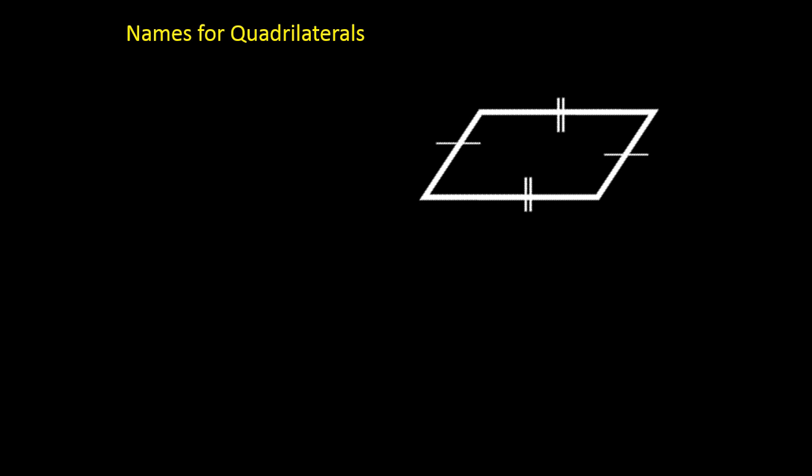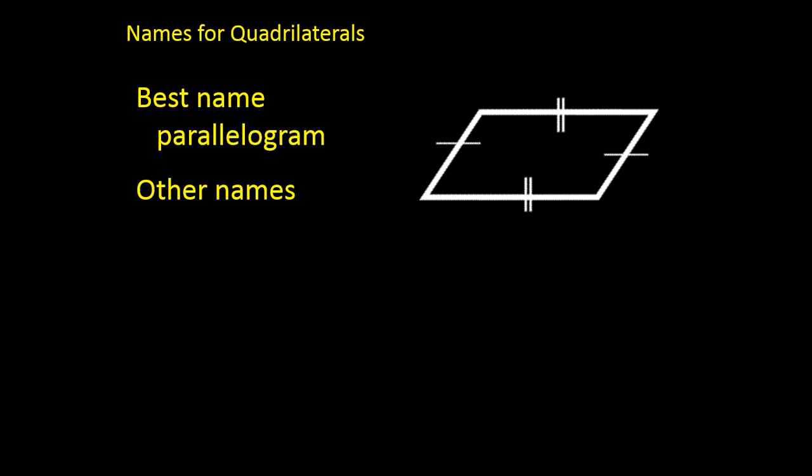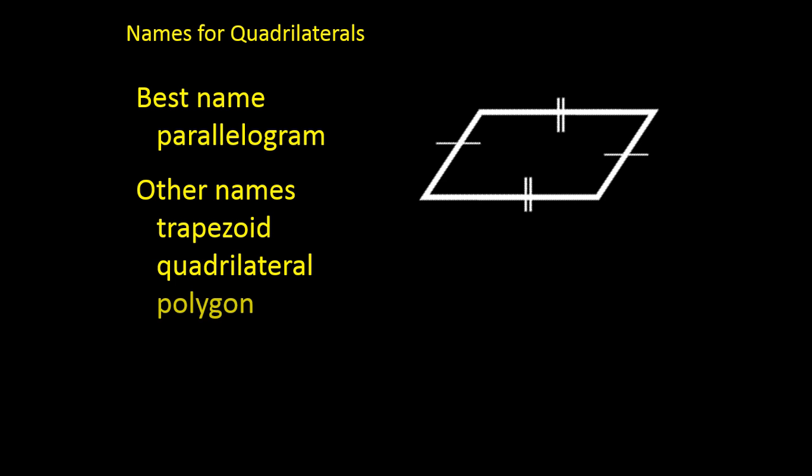How about this shape? What's the best name for it? Well, the best name is a parallelogram. It has opposite sides that are parallel and opposite sides that are congruent. Are there any other names we could give this? Well, we could call it a trapezoid. It has at least one pair of parallel sides. We can call it a quadrilateral because it has 4 sides. And we could call it a polygon.